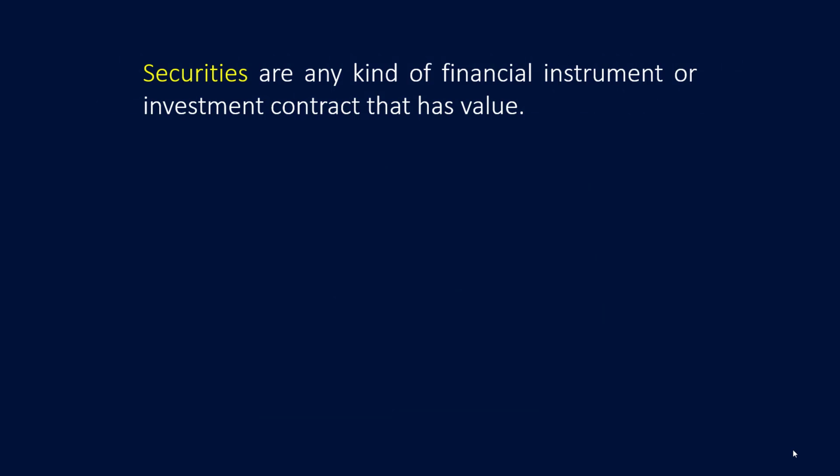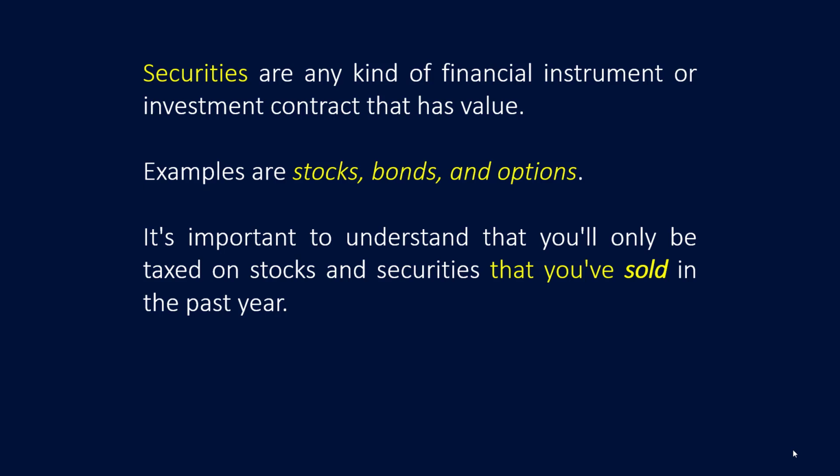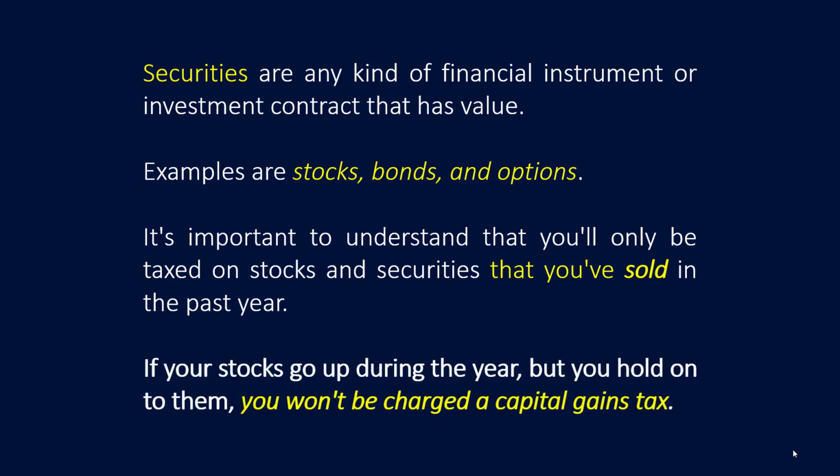Securities are any kind of financial instrument or investment contract that has value. Examples are stocks, bonds, and options. It's important to understand that you'll only be taxed on stocks and securities that you've sold in the past year, only those that you've sold. If your stocks go up during the year, but you hang on to them, you won't be charged any capital gains tax.